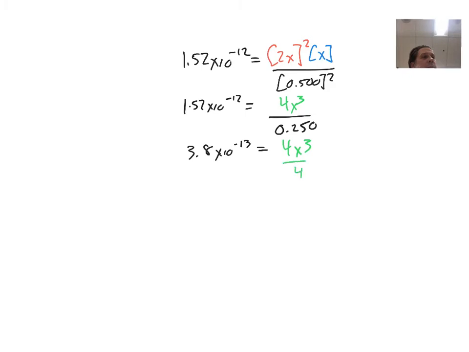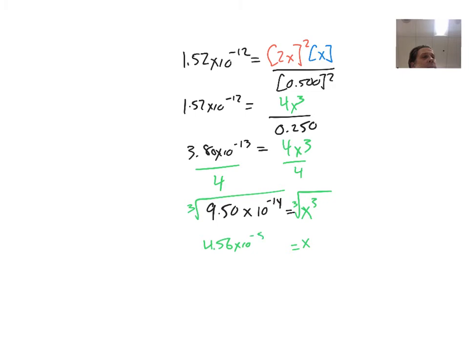If I divide both sides by 4, I will get 9.50 times 10 to the minus 14, which will equal x cubed. And then I'm going to take the cubed root of that. When I do that, I will finally get x, and I get a value for x to be 4.56 times 10 to the minus 5.